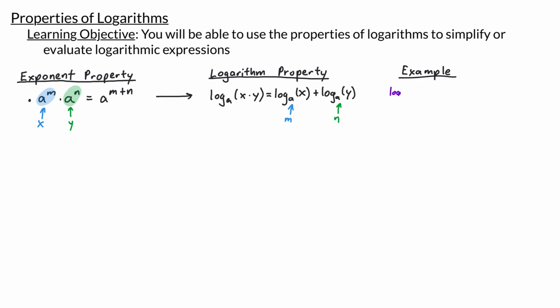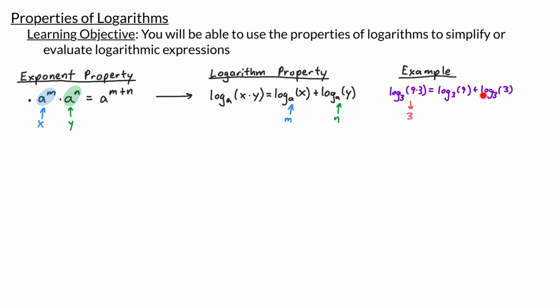Let's take a look at an example to see this property in action. If we have log with base 3 of 9 times 3, this can be split up into log with base 3 of 9 plus log with base 3 of 3. Let's calculate both sides to confirm that this is true. On the left-hand side here, 9 times 3 is 27. So if we take the logarithm with base 3 of 27, we're asking ourselves, 3 to what power gives us 27? And the answer there would be 3. 3 to the third power gives us 27.